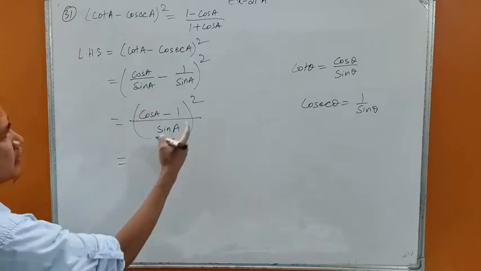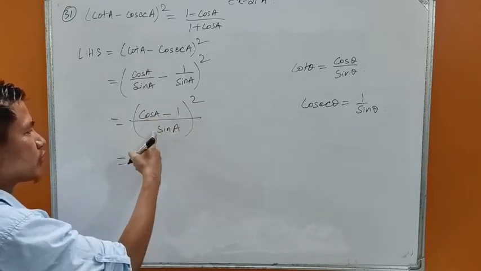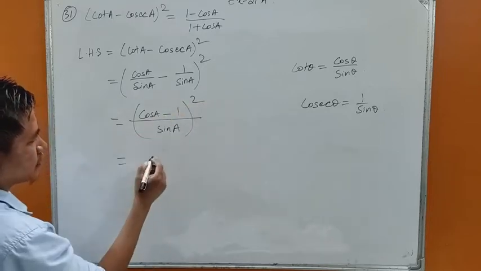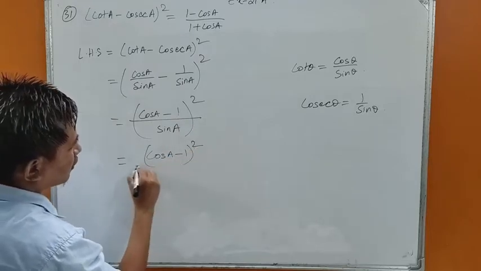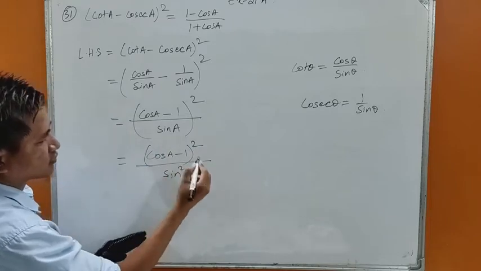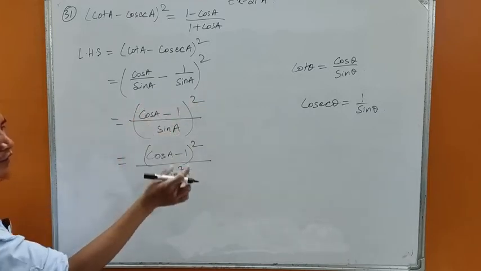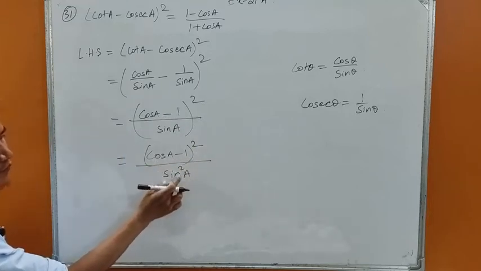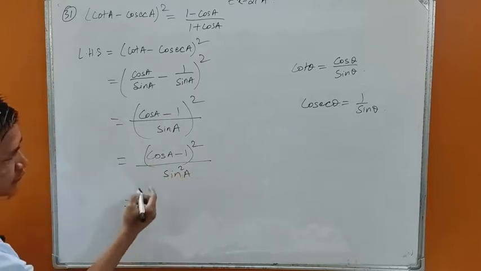Okay, now let's apply this square individually. Cos a minus 1 and sin a, both are within the bracket, and this square is applied to both the numbers. So this means (cos a minus 1) whole square upon (sin a) whole square. Sin a whole square means sin square a. Now I am applying this square separately for the numerator and for the denominator. So in the numerator we have cos a minus 1.